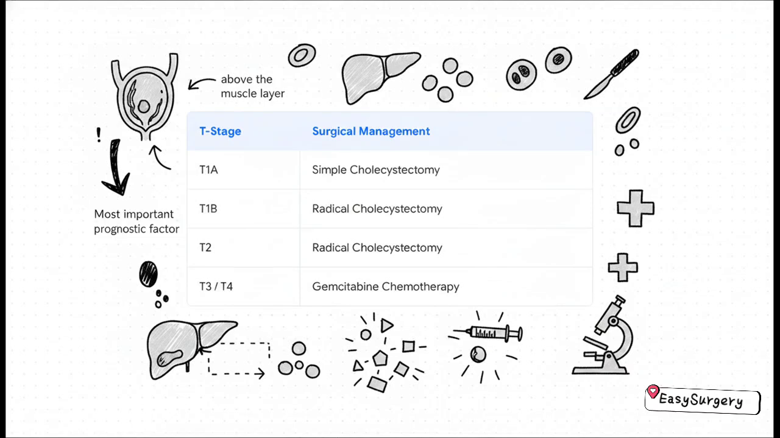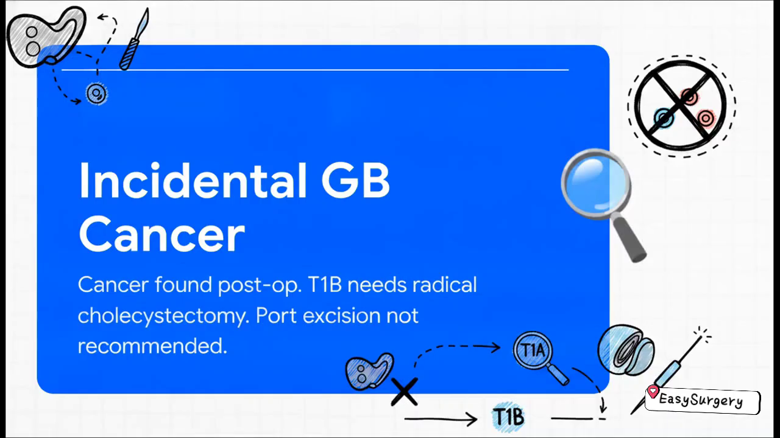And if you're dealing with T3 or T4 disease, you hit them with gemcitabine-based chemo first. Now, listen up, because this is a massive update for your clinical knowledge base. Sometimes you take out a gallbladder for what you think are just simple gallstones, and the pathologist calls you a few days later saying, hey, we found cancer. What do you do? Well, if it's T1a, observation only. If it's T1b, you take them right back to the OR for a radical cholecystectomy. But here's the crucial update.